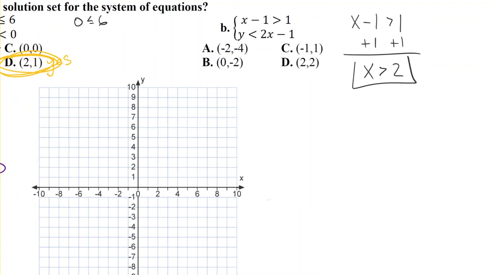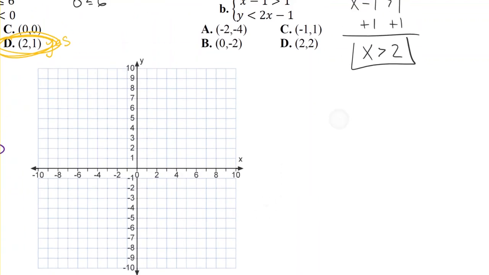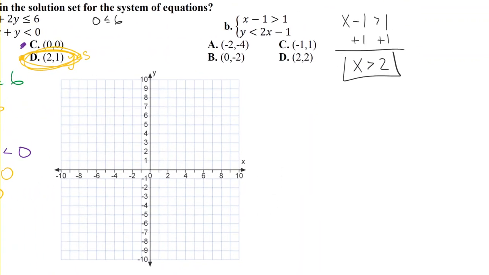There's no y value here, right? So no y value, that means we've got a vertical line. No equal sign, so we're going to have a dashed vertical line at 2. We're talking about x, so x is greater than 2. What side would be greater than 2? It would be the right side we'd shade on.